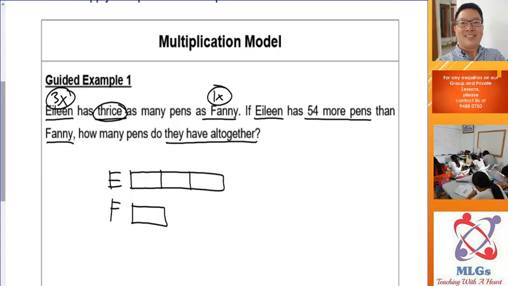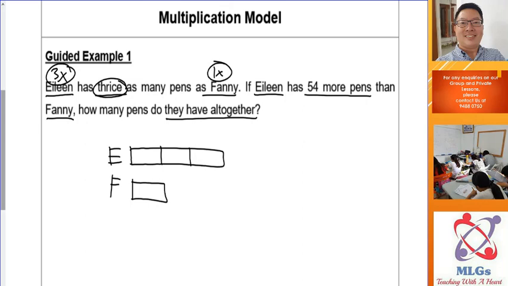And then you go to the next sentence. Eileen has 54 more pens than Fanny. So you look at this multiplication model, it is also like your comparison model. Eileen has a longer rectangle and Fanny has a shorter rectangle. So where do you put the 54 more than? Which is over here. How many pens do they have altogether? So your question mark is at the side. When you put the question mark at the side, that represents the sum, the total.